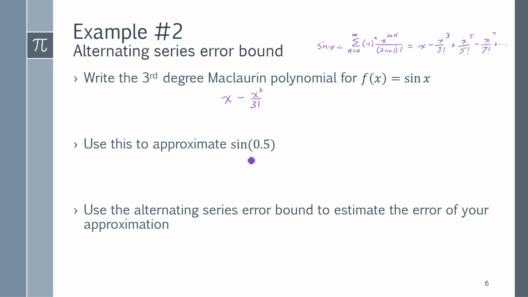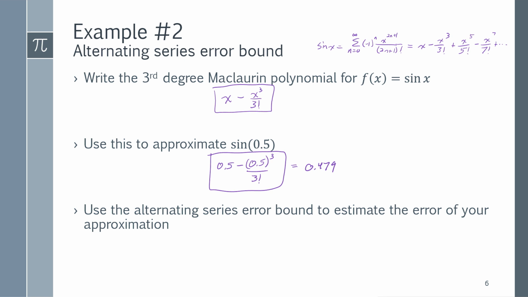So approximating the sine of 1/2, I plug 1/2 in for x. I can leave it unsimplified like that, or if I simplify that, it's about 0.479. So there's my third degree Taylor polynomial, here's my estimate of the sine of 1/2. And then I'm told to use the alternating series error bound to estimate the error of my approximation.